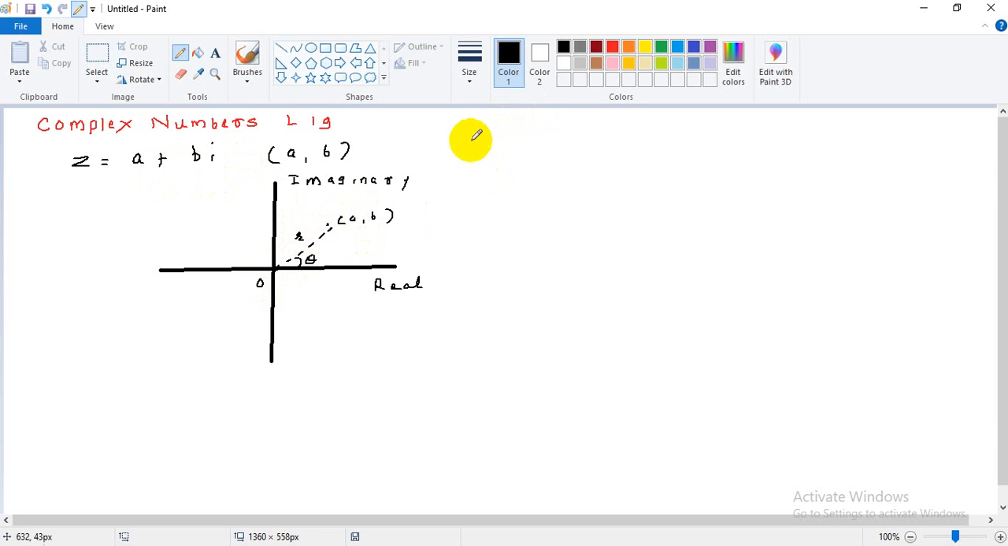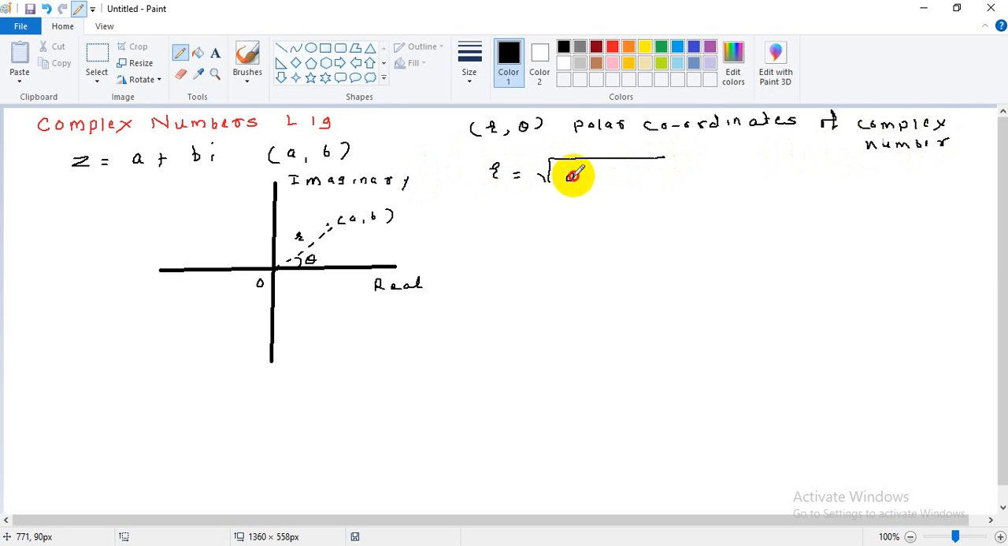So you can represent the same complex number in the form r, theta. That is called polar form, the polar coordinates of the complex number, where r is equal to the root of a squared plus b squared. That formula we know. This is called the modulus of the complex number, and theta, the angle, is tan inverse of b upon a.